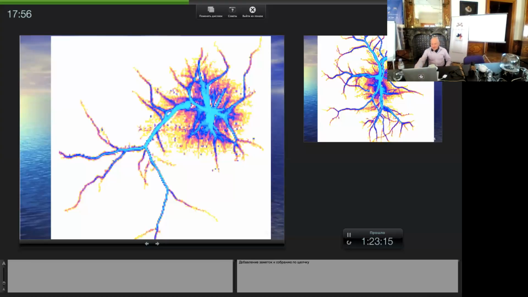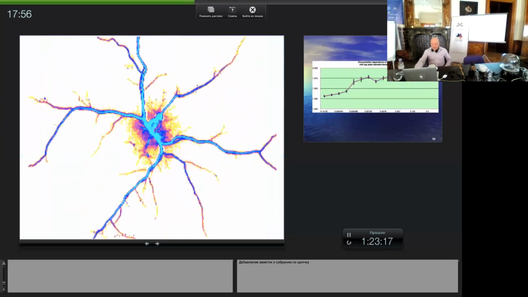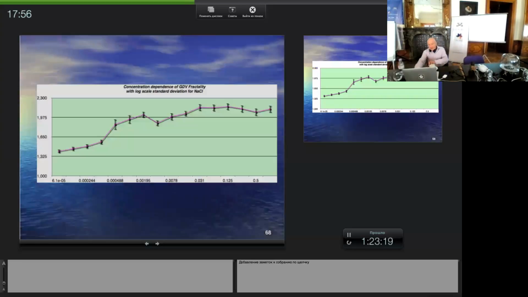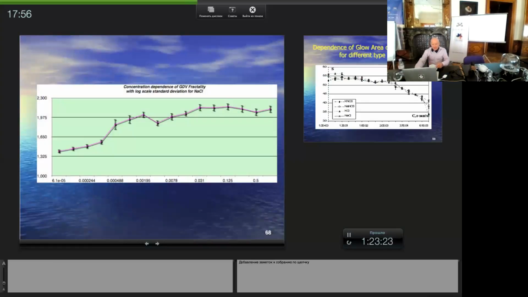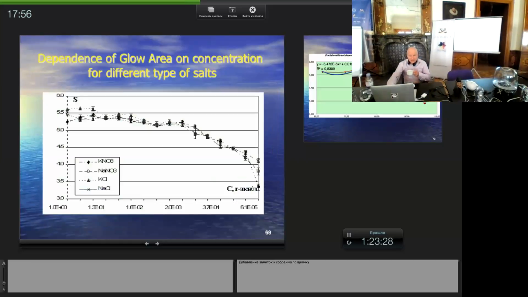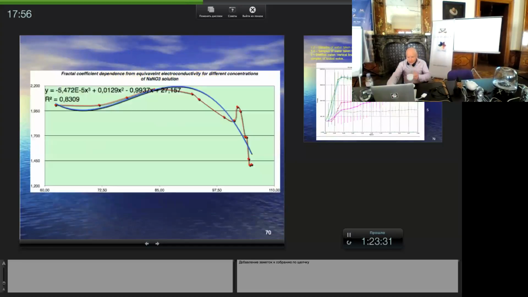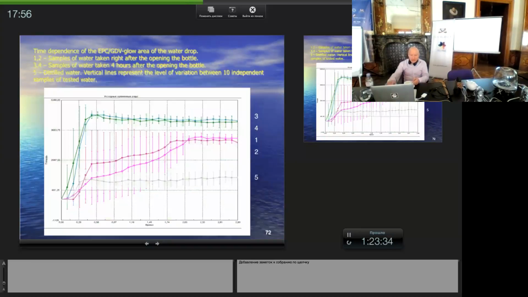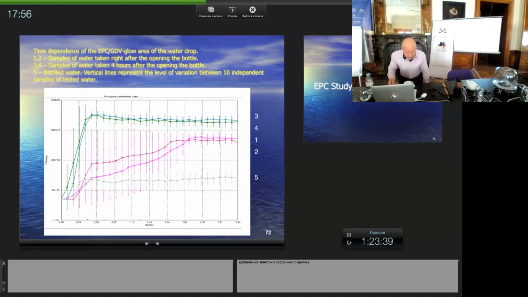Okay, let me show you some other pictures. Of course, we had papers where we demonstrated, we measured the dependence of signal on conductivity of water, on concentration of salts. So of course, it's dependent, but to some extent. But what is the most important? You see, this is very interesting data. We have a bottle of water. We open this bottle and we measure the signal, and you see, for a long time it's changing, maybe for 20 minutes, maybe for half an hour.